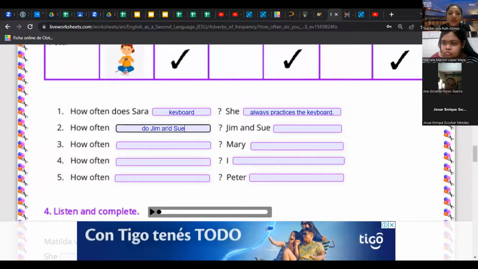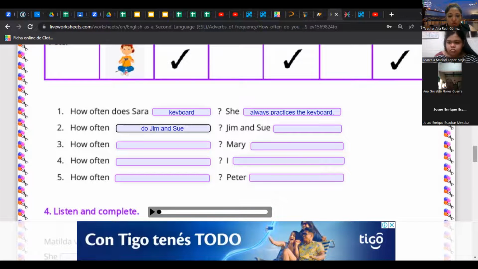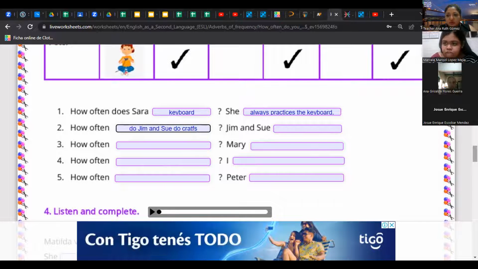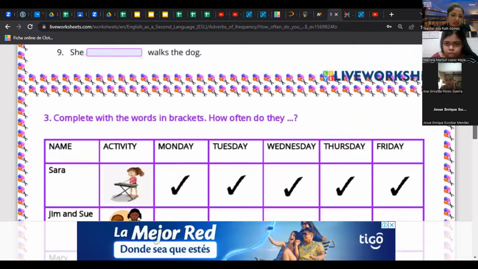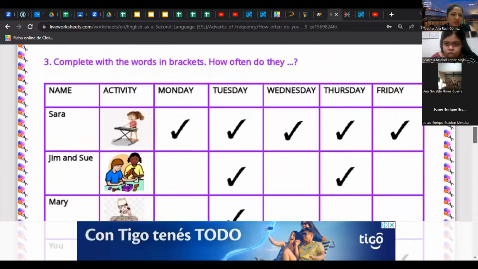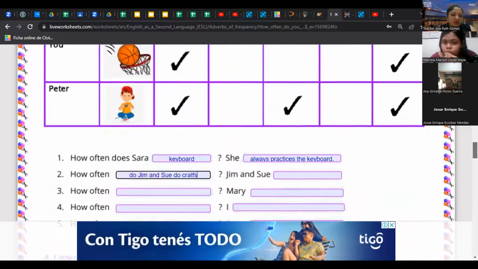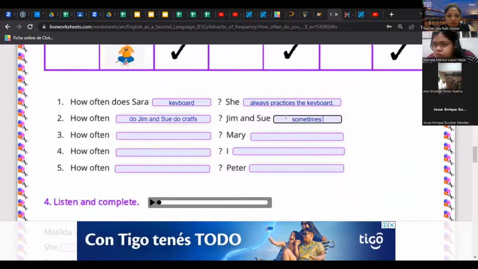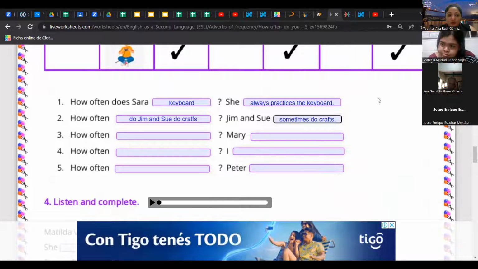No, in this case, you need proper names. How often do Jim and Sue do crafts? Jim and Sue, let me see the days. Only 2. We can say rarely. No, we can say sometimes. Sometimes. All right, let's see. So Jim and Sue sometimes do craft. Okay, teacher. Very good, very good.